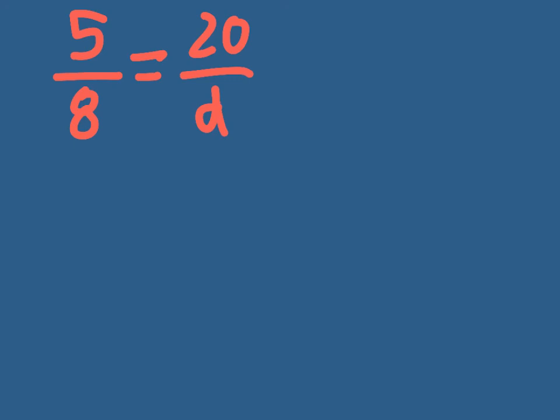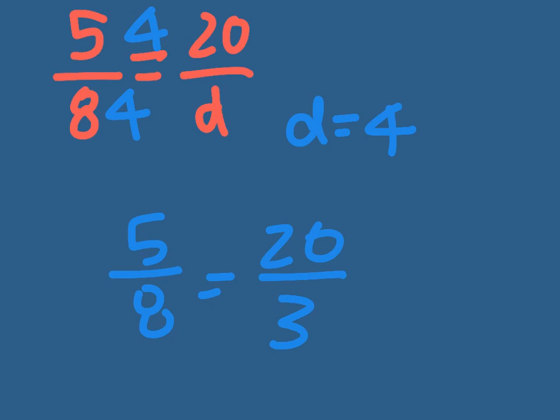Go ahead and try this one, and when you're ready to check, unpause the video. Okay, 5 to 20 is 4, so I just multiplied it on down below, and I got d equals 4. So now this is 5 over 8 is equal to 20 over 32.